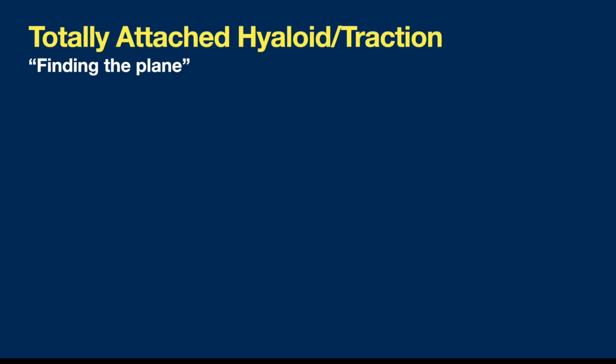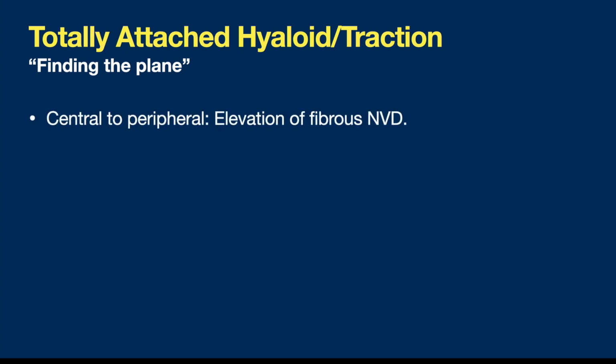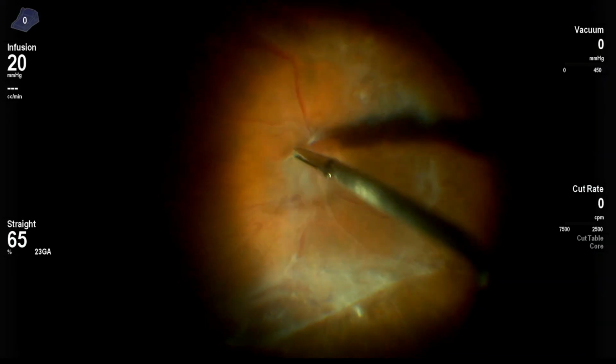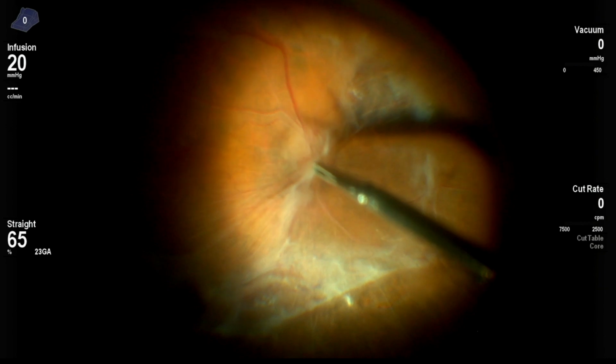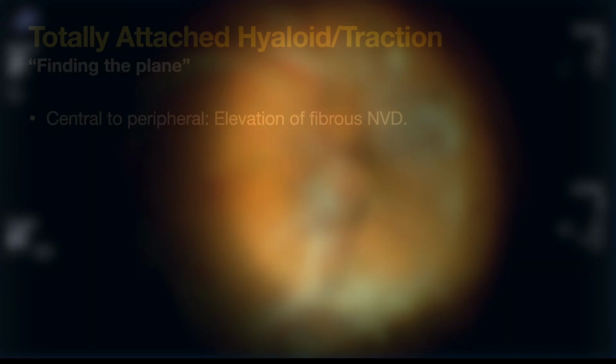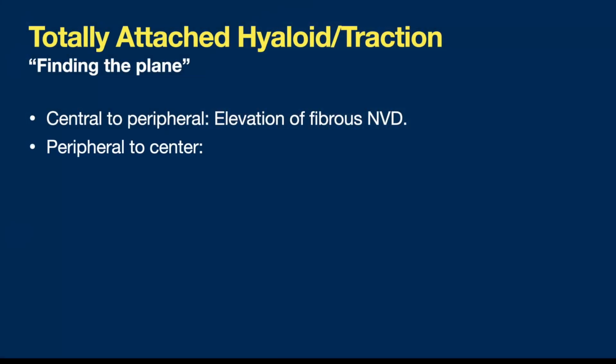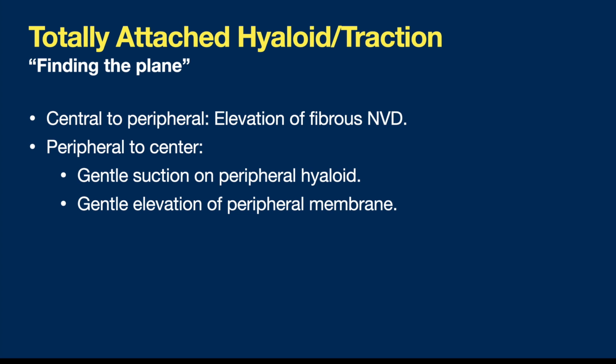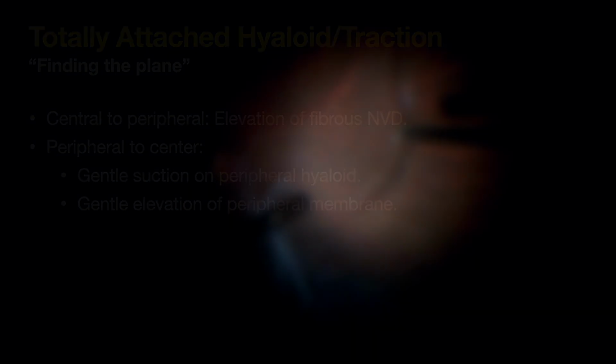But if we have a totally attached posterior hyaloid and traction, we have to find the plane through either a central to peripheral approach, like in this video where we elevate the fibrous NVD from the disc. Here the membrane is totally attached with the traction, so when we remove this membrane from the disc, the PVD starts. Or we can go from the periphery to the center if we do vacuum on the peripheral hyaloid, or we can gently remove a peripheral membrane and go from outside in.